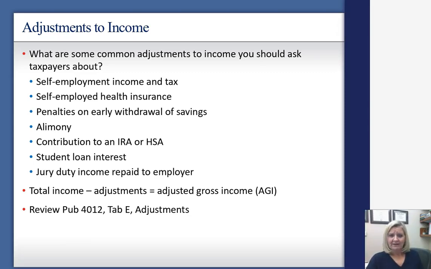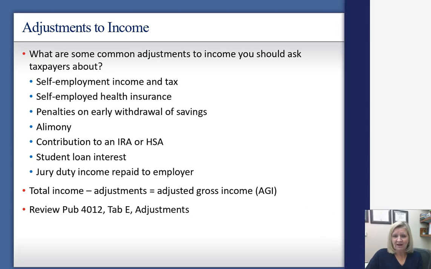I already talked a little bit about penalties on early withdrawal of IRAs, but penalties on early withdrawal of savings. Alimony, you want to make sure you question the client about when that was ordered, and if they contributed to an IRA or HSA, if they're paying student loan interest, or if they had jury duty income repaid to employers.